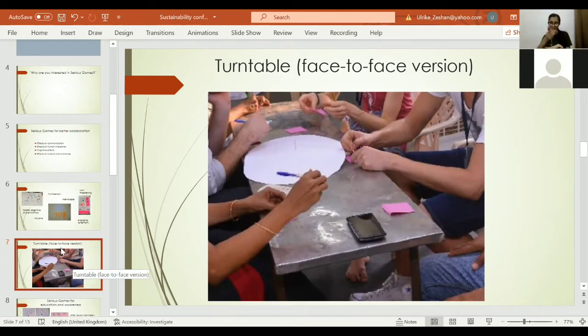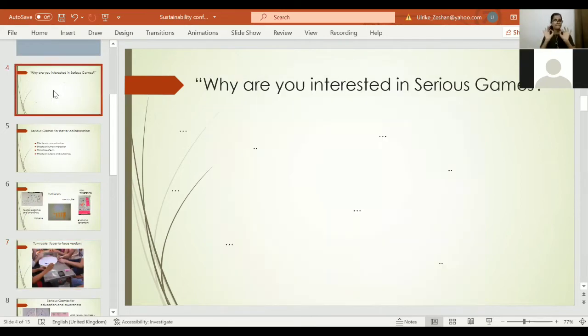In Turntable, everybody writes their ideas on these little papers, and then we place them on the turntable face down. We then spin it and pick up somebody else's idea and comment on it. So it's a different kind of discussion. And it works online as well. So that's what we'll try now.